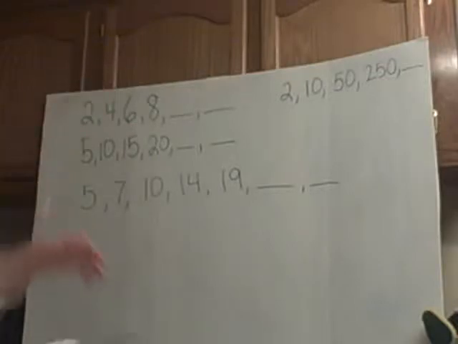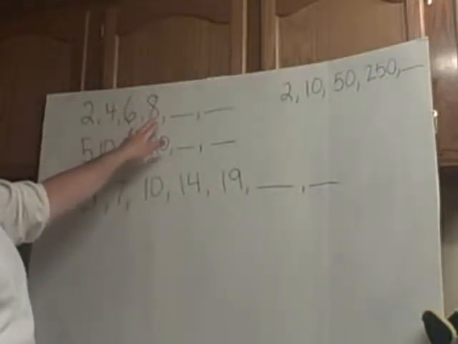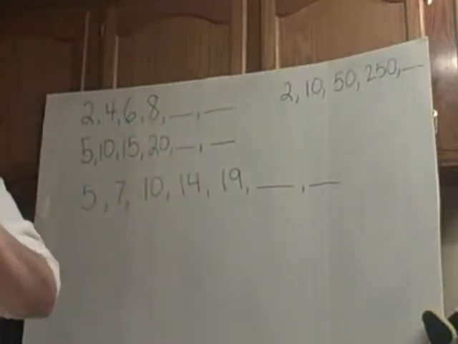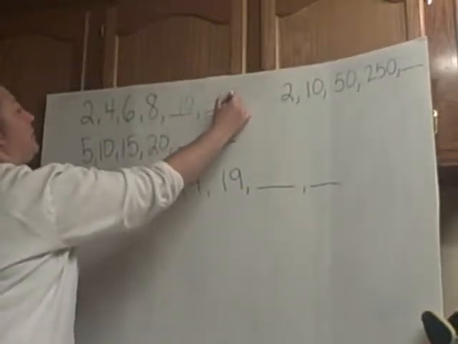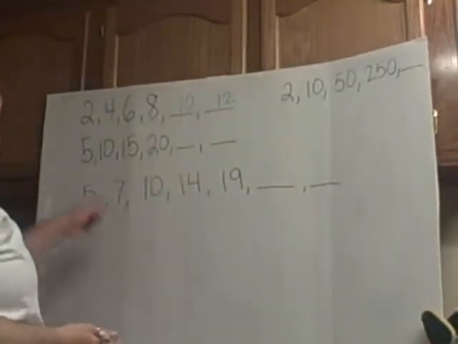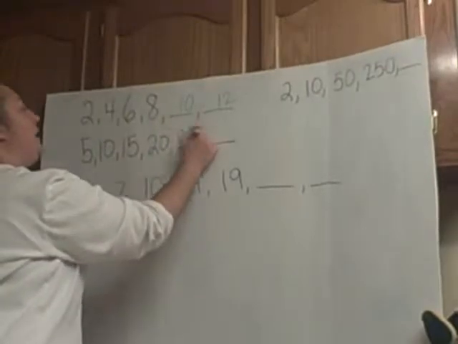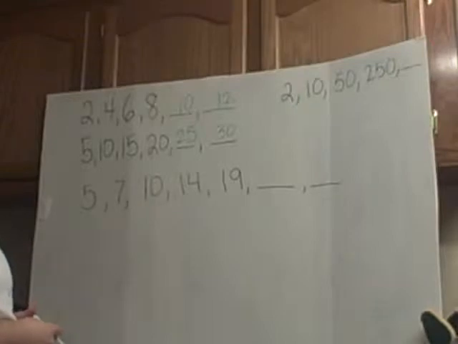Here I have some sequences for us to examine. See if you can find the next number in the pattern. We start with 2, 4, 6, 8. Counting by twos, the next number would be 10, and after that would be 12. Pretty easy. Let's look at the next one, which is also pretty easy. 5, 10, 15, 20, 25, and 30 would be the next numbers in those sequences.